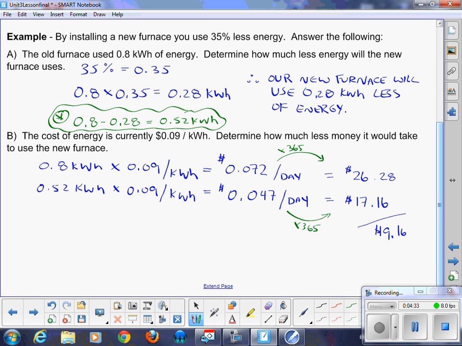Okay, so I went a little beyond what the question was asking. Actually, no, that's what the question was asking, so I did exactly what I needed to do. So it costs $9.16 less each year. So now you're thinking, well, you're only talking $10. How significant is that? Well, that's only one appliance in your house. If you think of it, the furnace is just one appliance. We have fridges, we have microwaves, we have ovens, and so on and so forth. So when you start adding up the appliances, $10 on each appliance sure makes a huge difference.